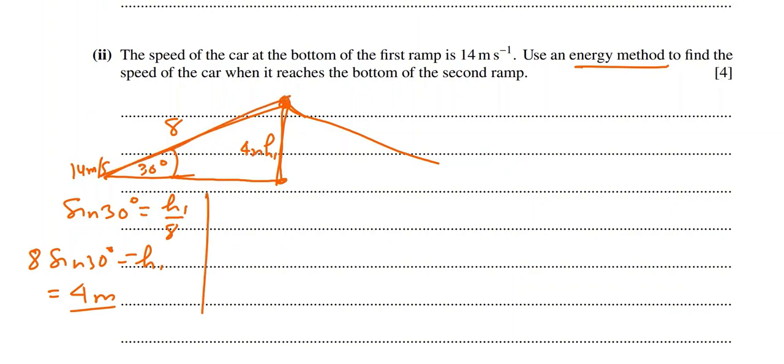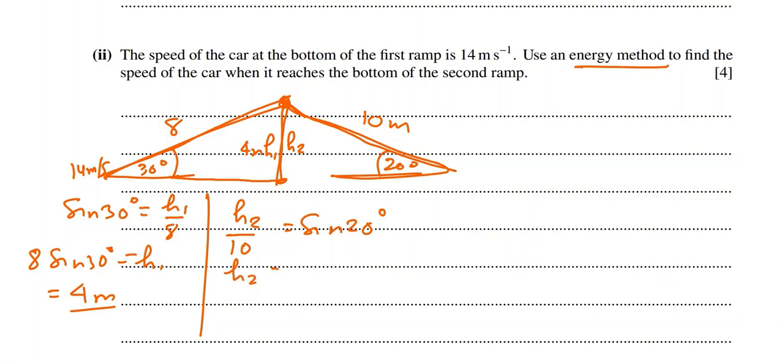Now we'll do a similar thing for the second one, which was 20 degrees. Let's see what the height is. Let's call it H2, the height of this ramp. This was 10 meters and this is 20 degrees. So H2 divided by 10 is sine 20 degrees. So H2 equals 10 sine 20 degrees, and that comes out to be 3.42 meters. All right, so they are not equal.